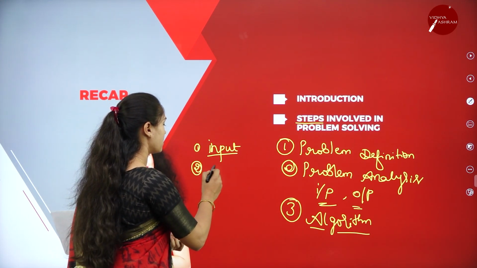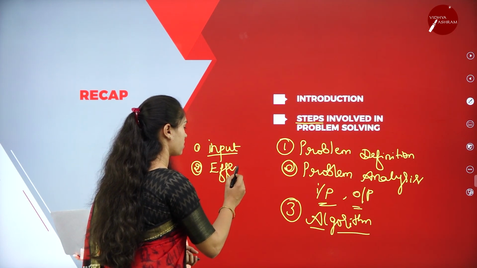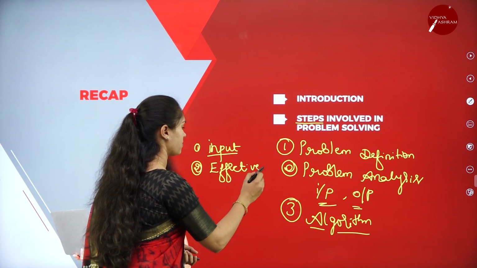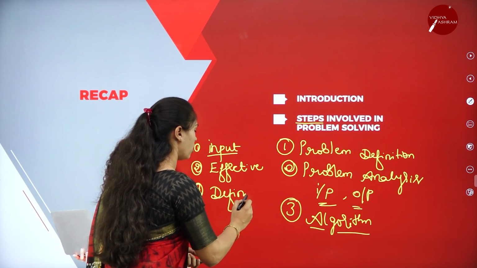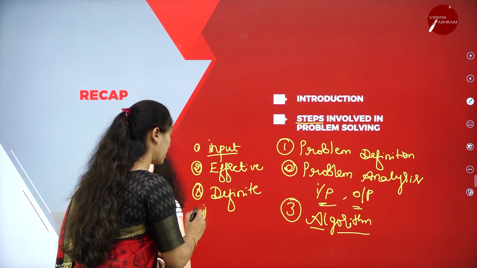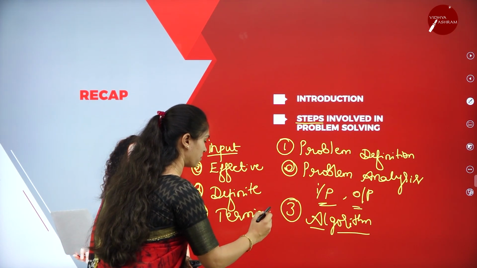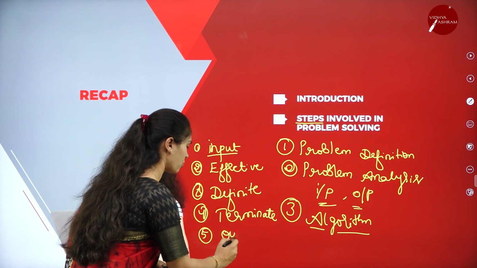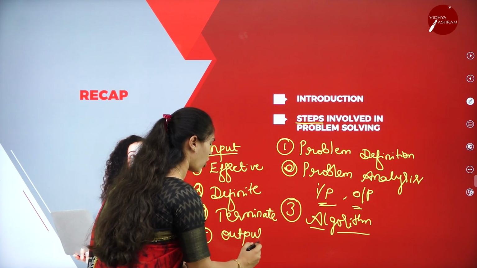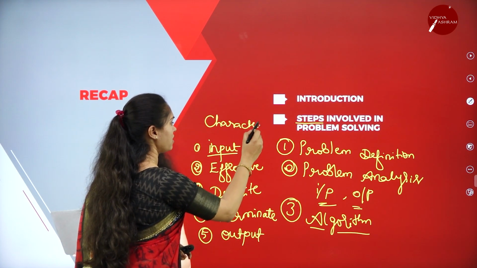After this, we have the next characteristic, that is effective. Then it must have a definite number of steps. At one stage, it has to terminate. So there must be an end to the algorithm, right? What is the last one? That we are going to get the desired output. Okay, so these are all the characteristics of an algorithm.